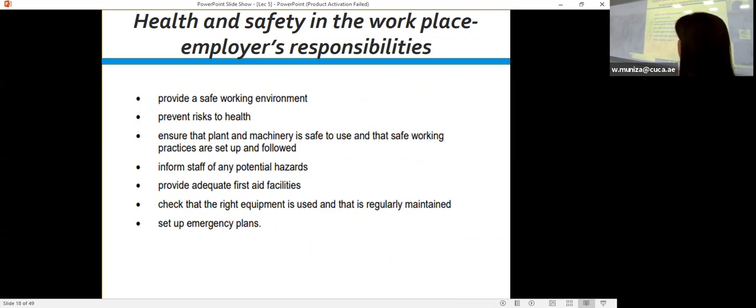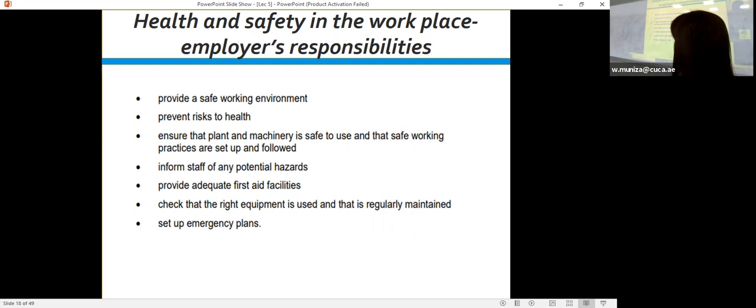Students, what is the meaning of prevention? Taking the measures before a certain incident. Got it? That is a prevention. So they have to prevent risks to health, ensure that plant and machinery is safe to use, and that safe working practices are set up and followed.